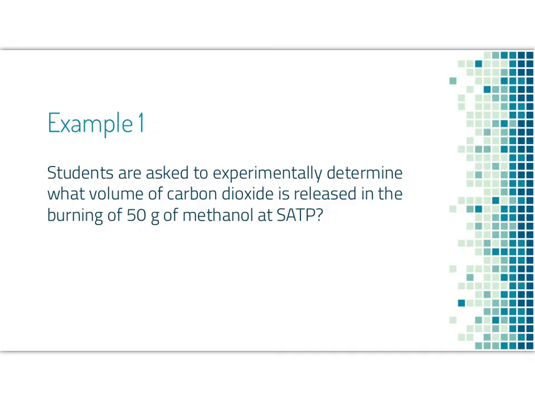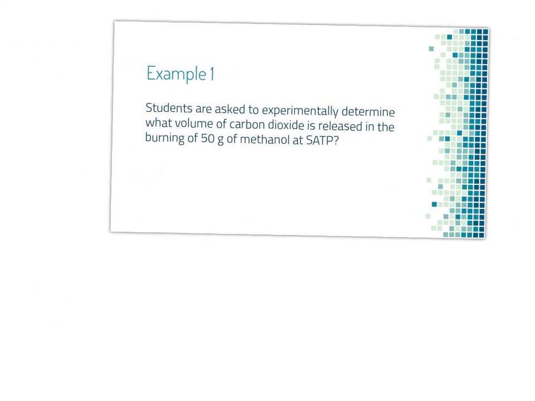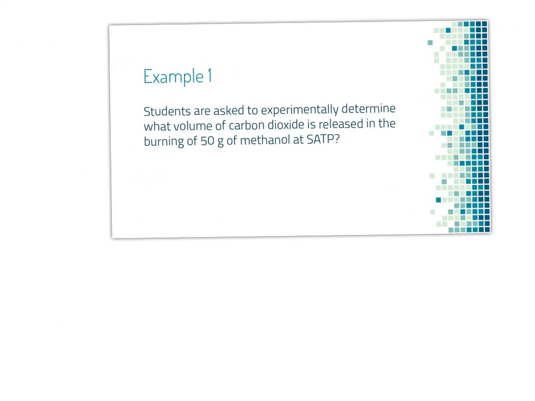All right. Students are asked to experimentally determine what volume of carbon dioxide is released in the burning of 50 grams of methanol at SATP. So let's start with a chemical equation before we decide how this is gas stoich. So we are burning methanol.